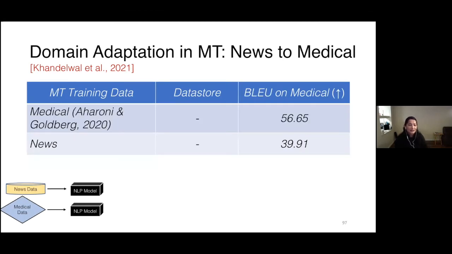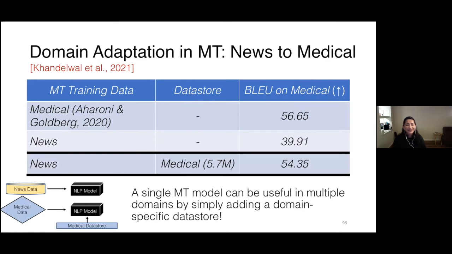We designed a similar experiment for the machine translation setting. For this one, we're using the German-English translation model that was trained on news from before, and we're going to evaluate it on medical data. The Hasan and Goldberg in-domain model provides the state-of-the-art number at the time. And as you can see, the news model has much worse performance on this medical data compared to the in-domain model. But once again, we find that adding medical texts to the data store improves the model's performance by over 14 points without training on that data.